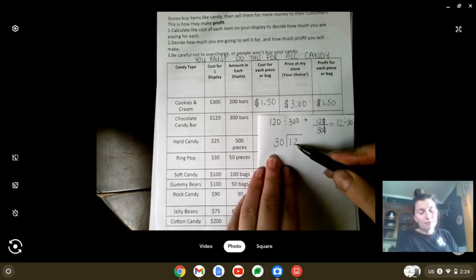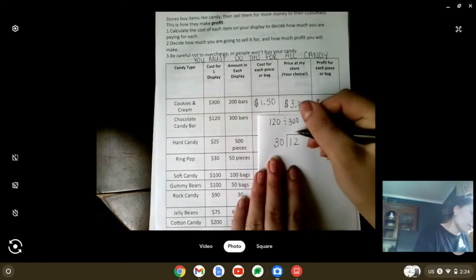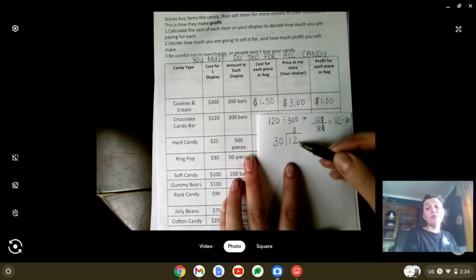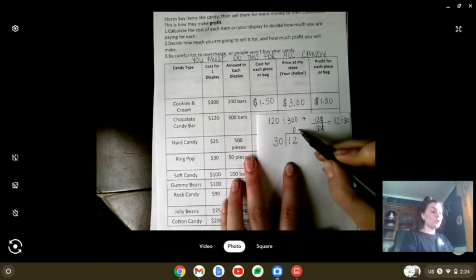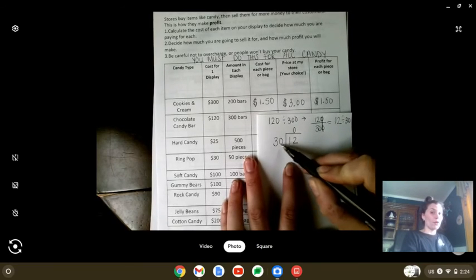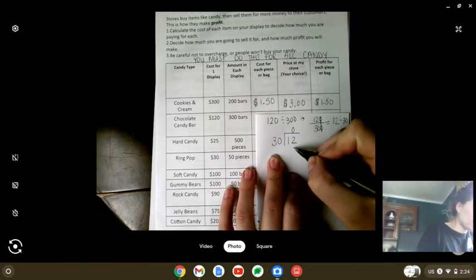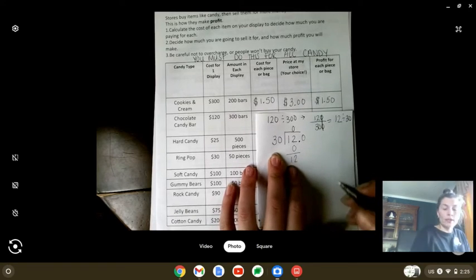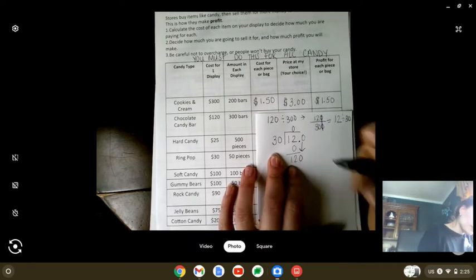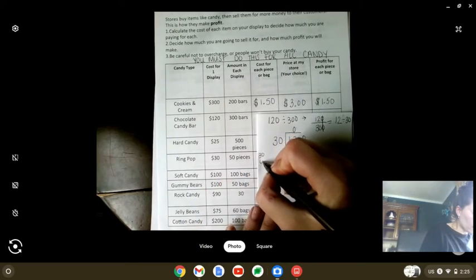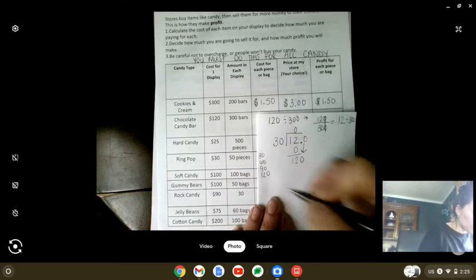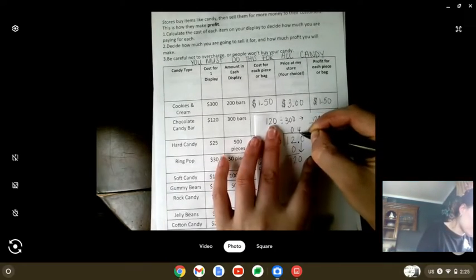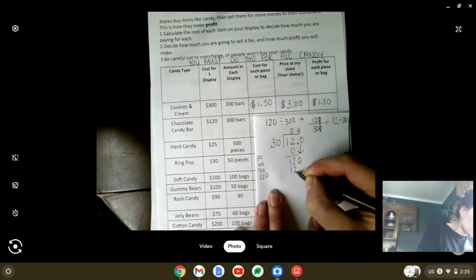30 goes into 12. 30 can't go into 12. So we put a 0 above the 2. Notice how it's above the 2 because it's 12, not 1. 30 doesn't go into 1. So then we do 0, and we have 12. Now I'm going to add a decimal and a 0 because I need more numbers. Bring it down. I'm going to count by 30s quickly over here. 30, 60, 90, 120. 30 goes into 120 4 times. 30 times 4 is 120.